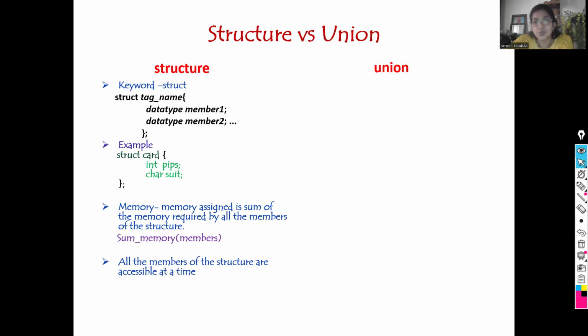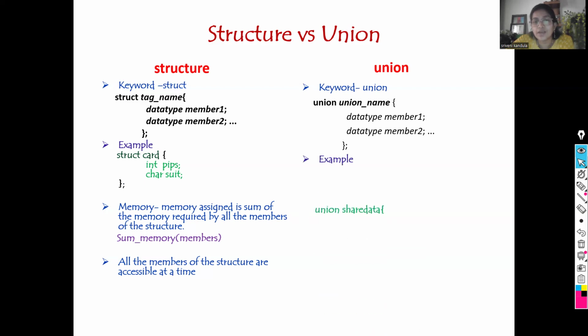What is the case with union? Let's see one by one with respect to the same points. Okay, so coming to the union, the keyword that we use in case of a union is union. Here for clarity, you can write the syntax as well. And then you can give an example.